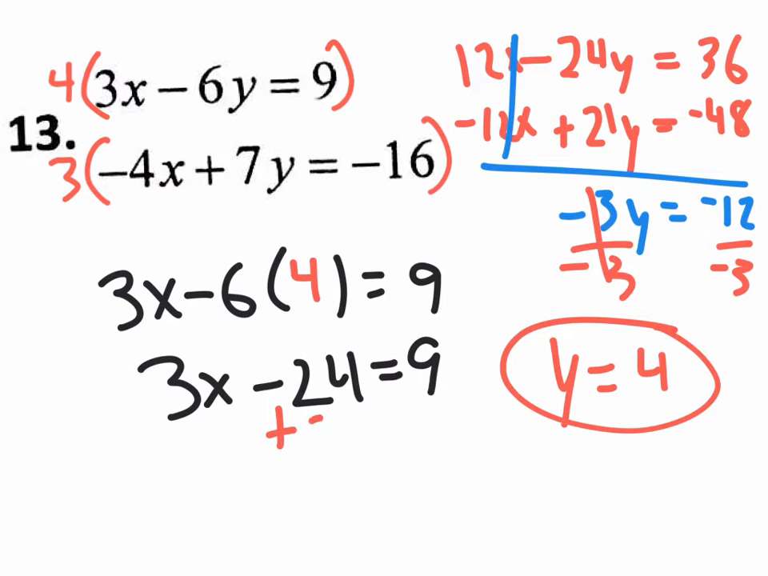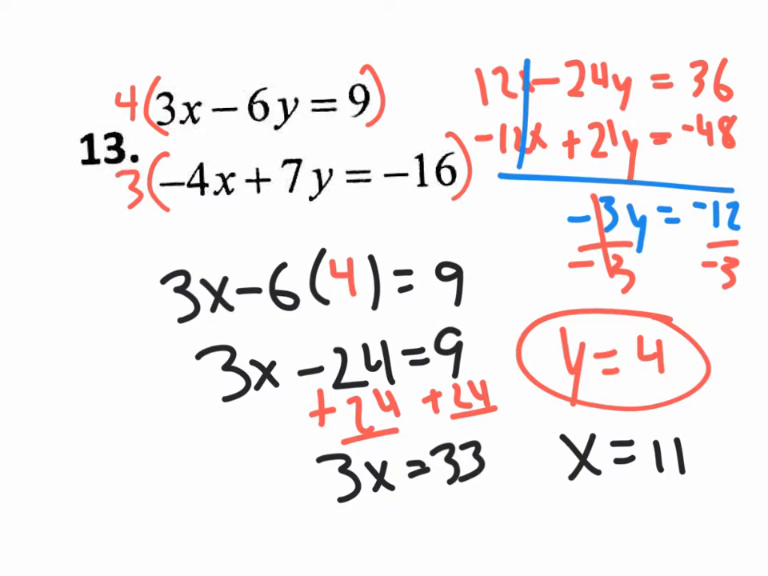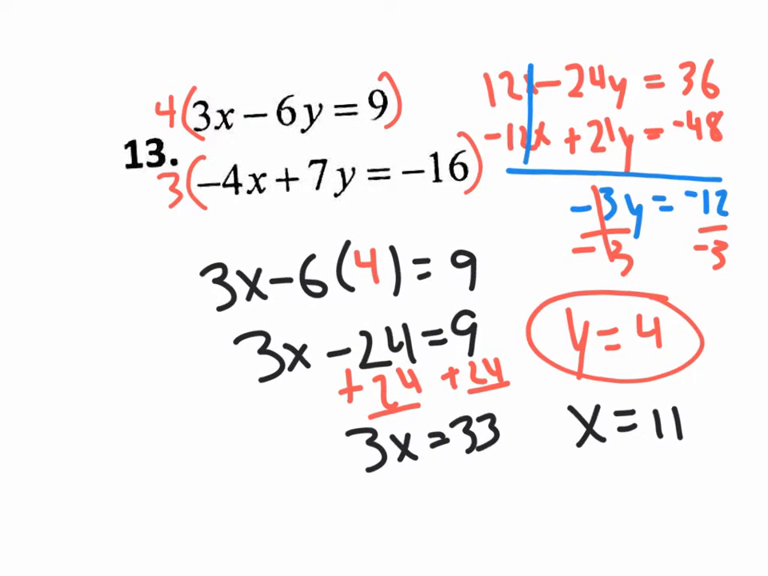If you add 24 to both sides, you end up with 33. So you have 3x equals 33, which means that x equals 11. So your final answer will be the coordinate 11, 4. 11, comma 4.